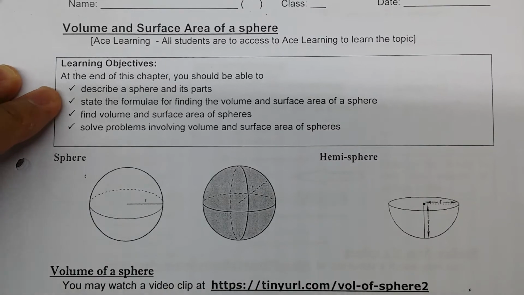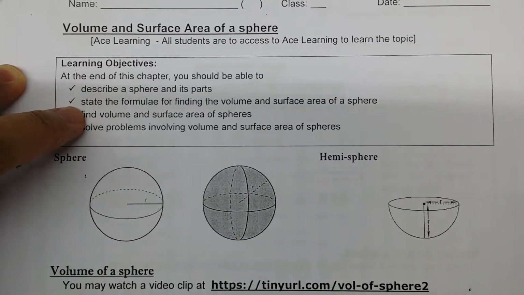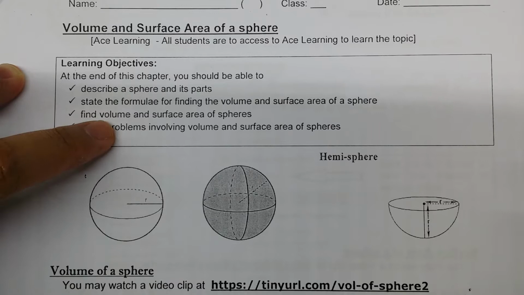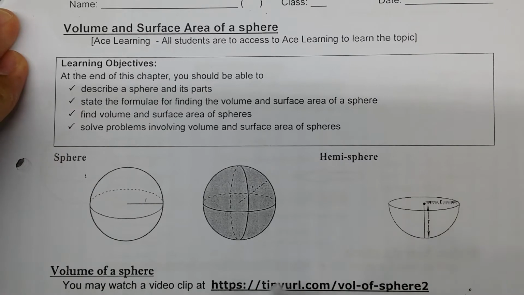So at the end of the chapter, you are supposed to be able to describe a sphere and its parts, state the formula and find volume and surface area of a sphere, solve problems involving volume and surface area of a sphere. So what's a sphere?